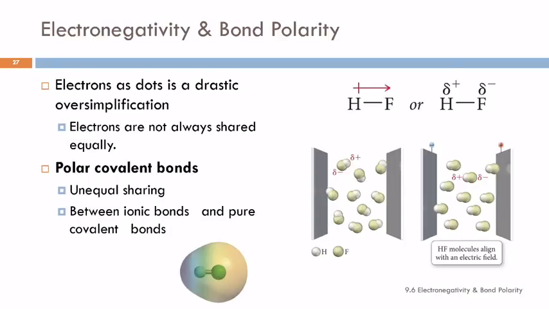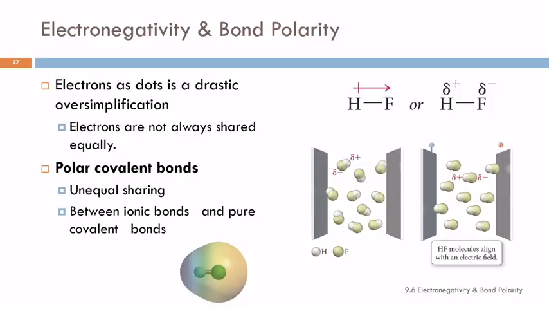So the Lewis model is a very simple model, and just drawing electrons as dots is obviously a drastic oversimplification. We've talked about quantum mechanics, and we know that the electrons are actually like a standing wave around the nucleus, and it's all very complicated. And here we are just making dots out of them.